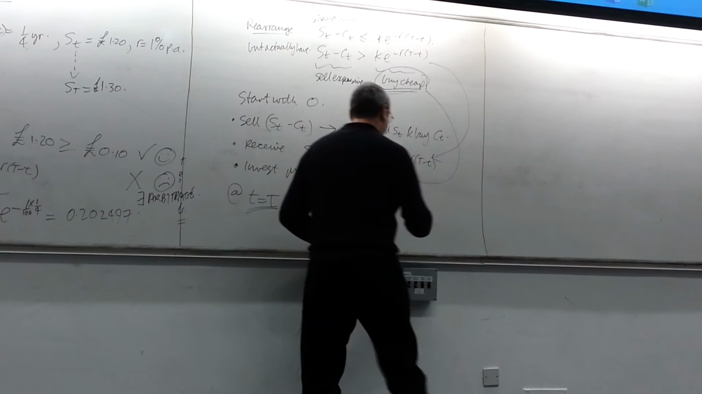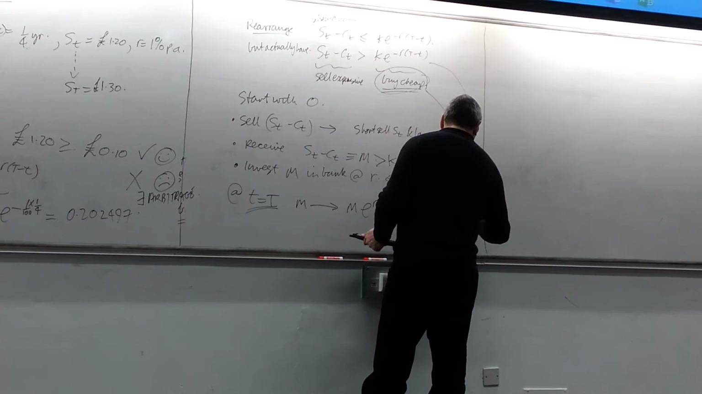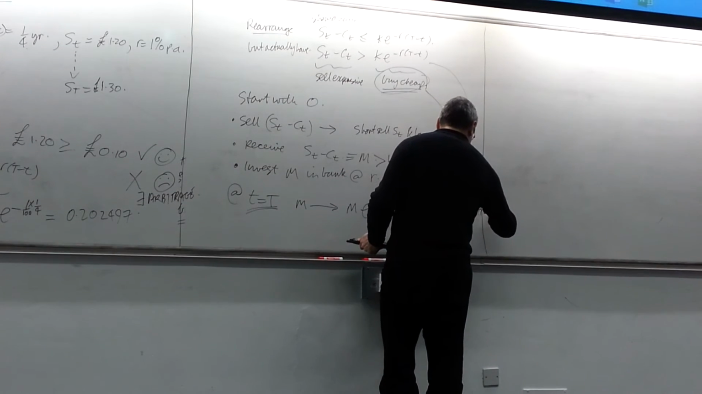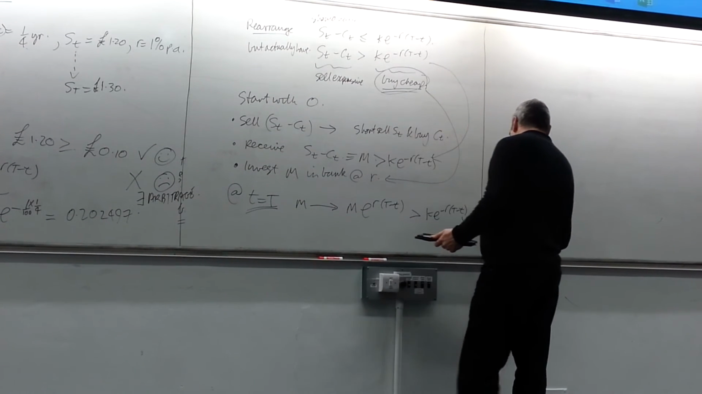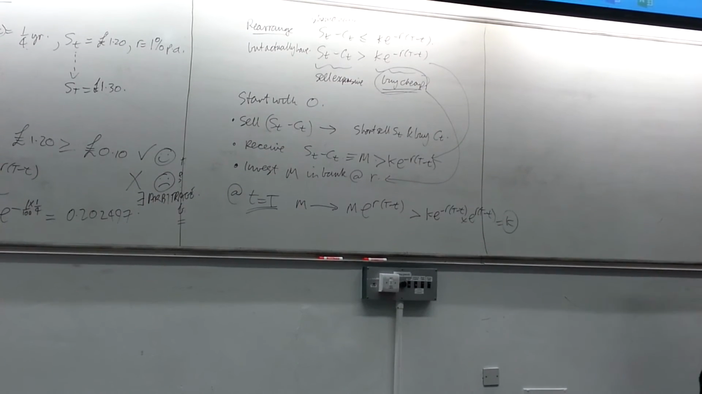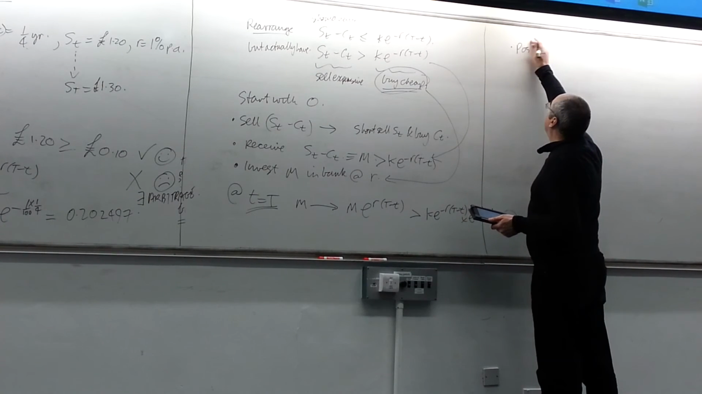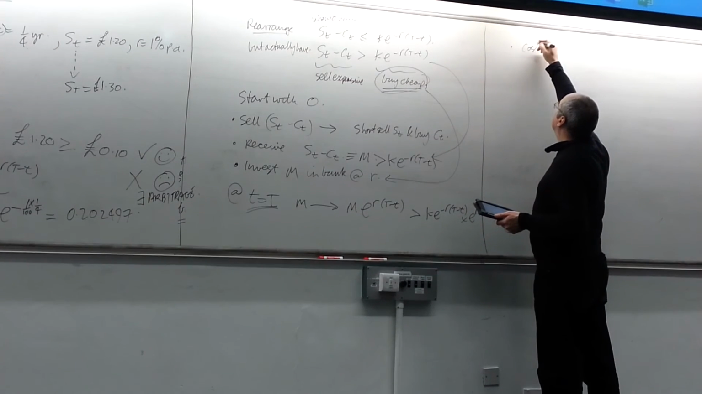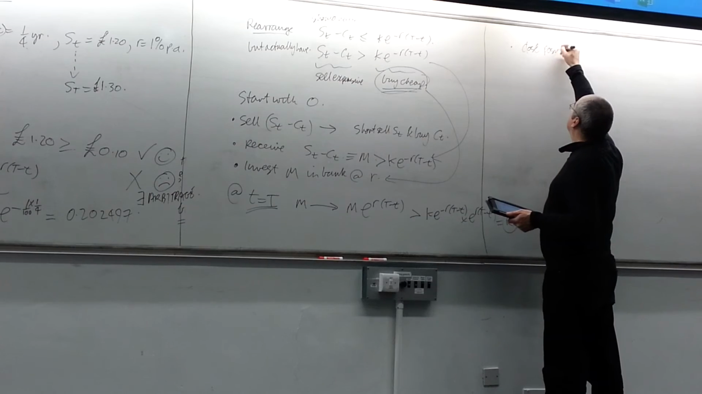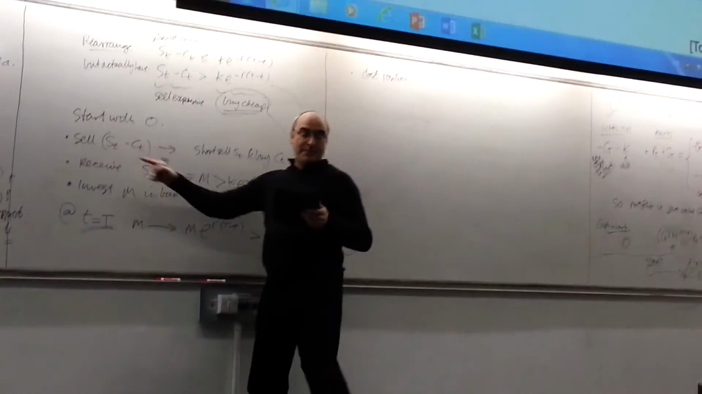Now that money, by definition, is going to be greater than K e to the minus R (T minus t) times e to the R (T minus t), which is K. So I've got more money in the bank than K. But I have to close the position. So how am I going to close the position? Well, I short sold my share, so I've got to buy back the share.